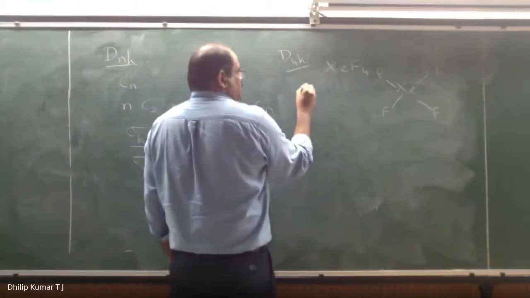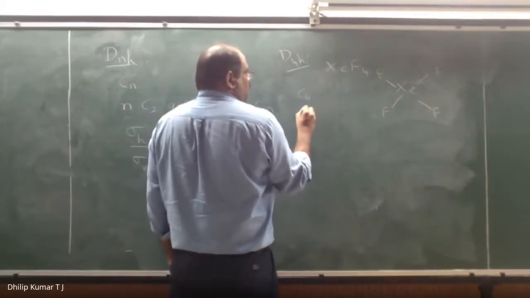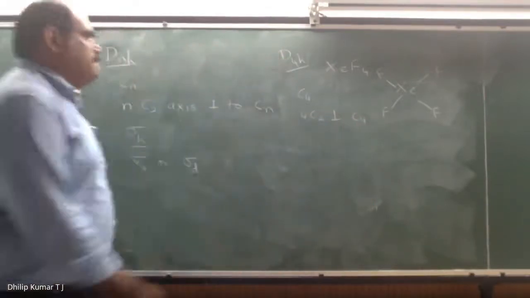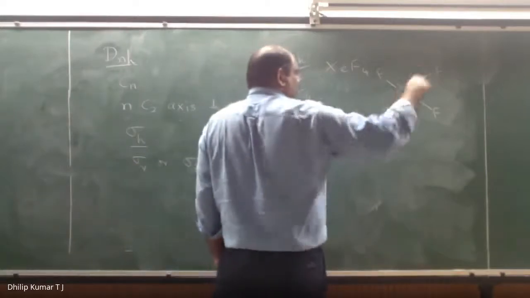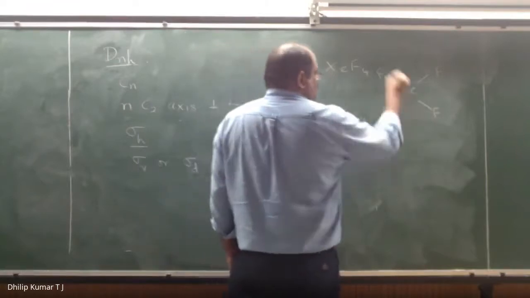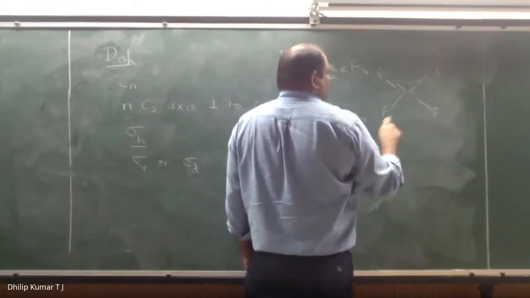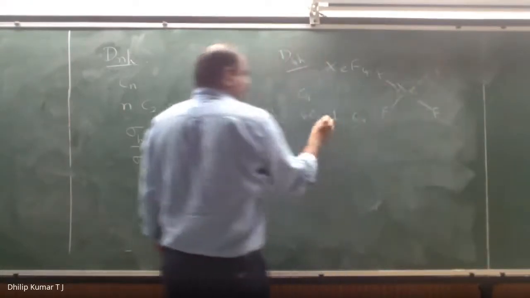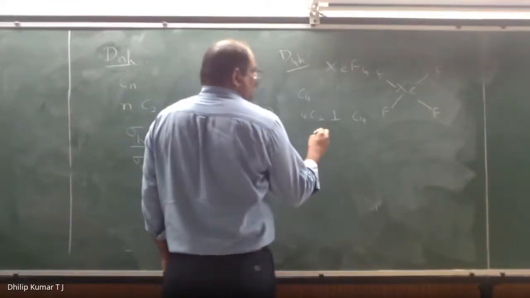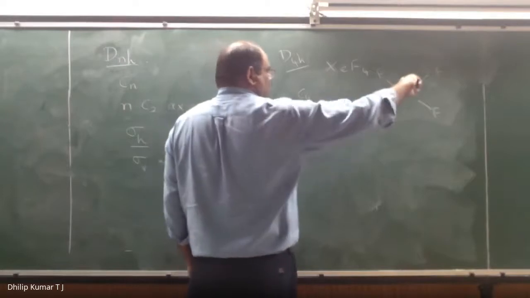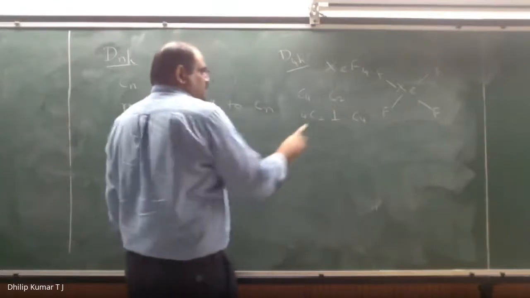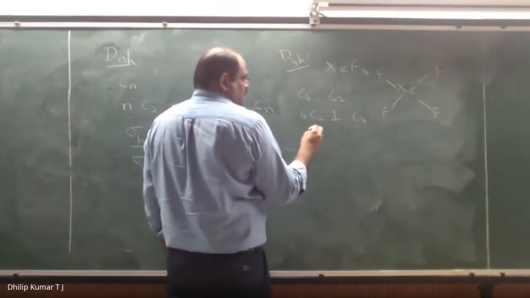So it has what? C4, then 4 times C2 perpendicular to C4. You have C4 passing through the xenon, and then 4 C2s through this atom, this atom, this. You have 4 C2s which are perpendicular to C4, and then an additional C2 is also possible. If you rotate it by 180 degrees, that C2 is different. Okay, so still that's possible. This C2 is perpendicular to the C4, and then what else?